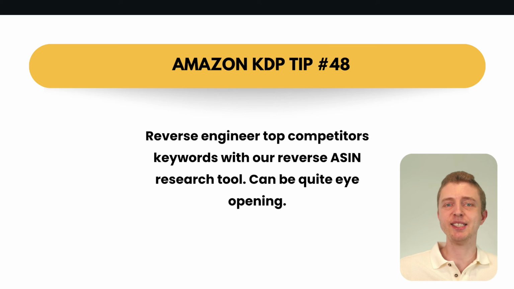Tip number 48 is to reverse engineer top competitors' keywords. You can do that with a reverse ASIN research tool like the one we have on our website, the Titan's Retro Review tool, or some other tool from Helium 10. With these tools, you can see keywords that other books are targeting or trying to rank for, or in fact are ranking for. So it's really, really cool. It can be really eye-opening, really inspirational to see all the different keywords that you never thought about or never considered. And then you can take those keywords, or at least take those as inspiration to find other niches yourself and then create books for those niches.